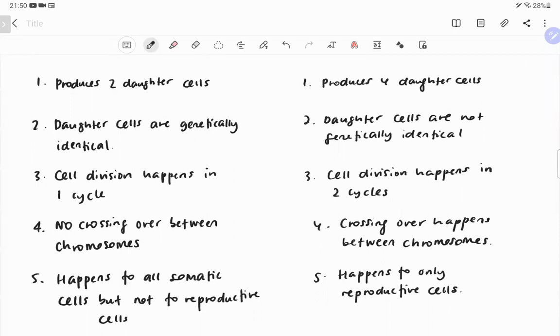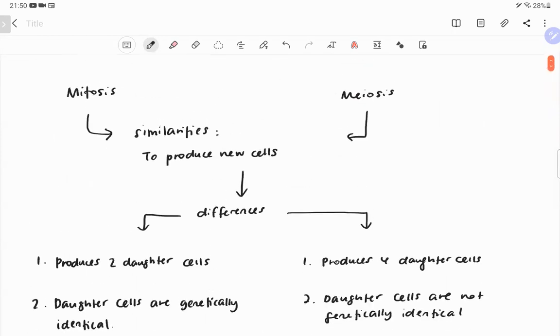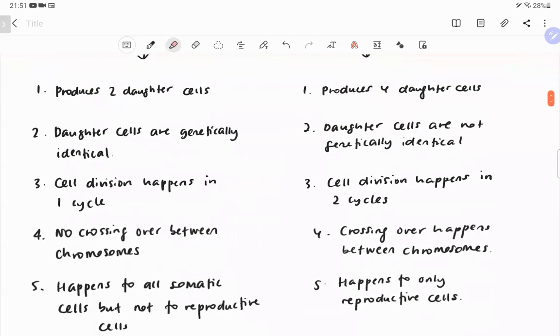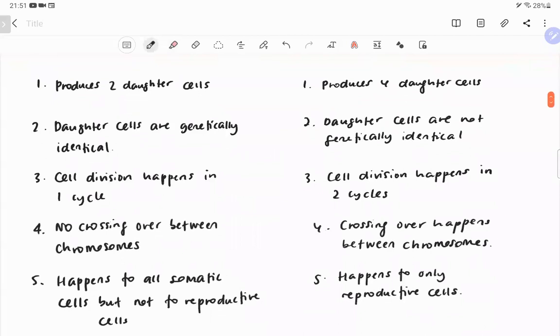So yeah, there you go. We have one similarity on top, and then we have the differences between mitosis and meiosis, 5 different ones that we know. All right. So normally in the exam, they won't ask you to compare so many traits. They will probably ask you 3 differences and 1 similarity, which can basically give you 4 marks in total.